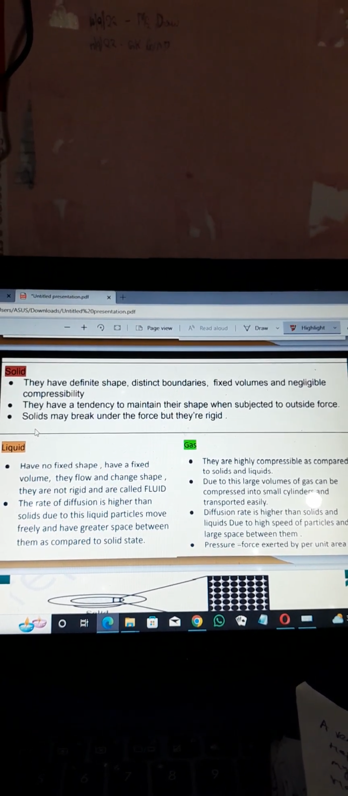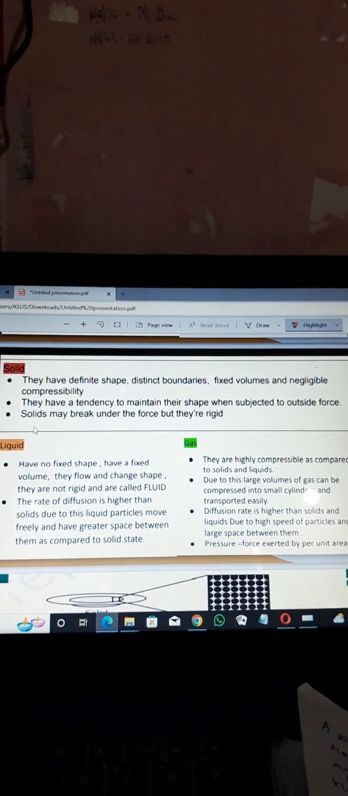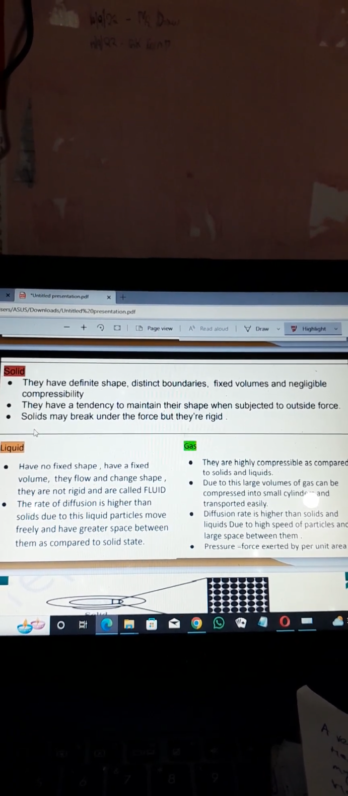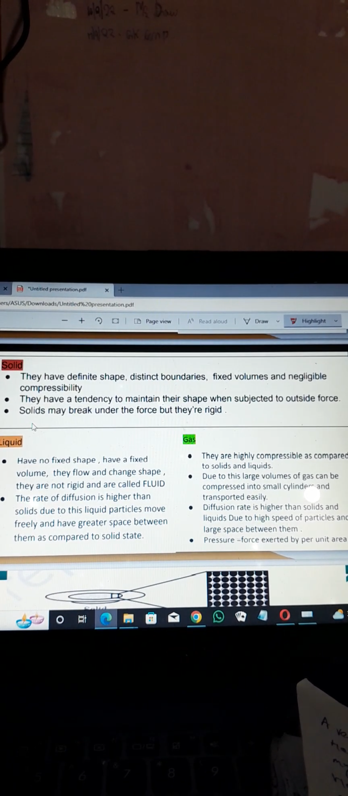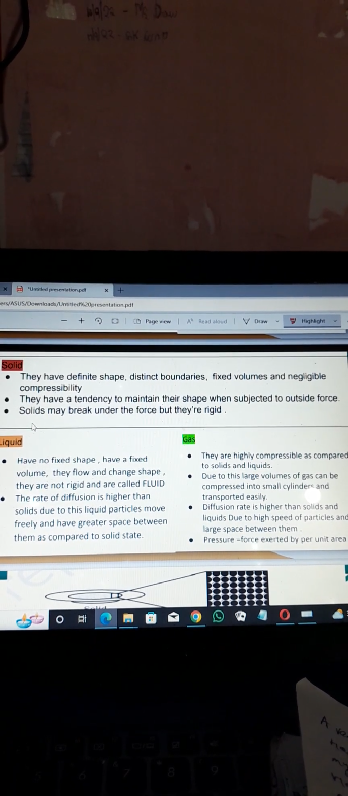First, solid. Solid has a definite shape, a distinct boundary, fixed volume and negligible compressibility. They have a tendency to maintain their shape when subjected to outside force. Solids may break under force, but they are rigid.